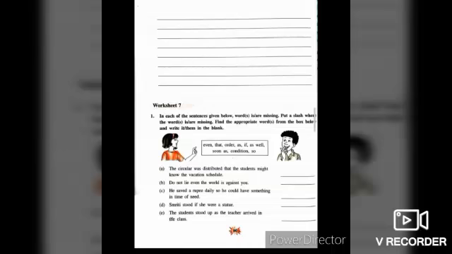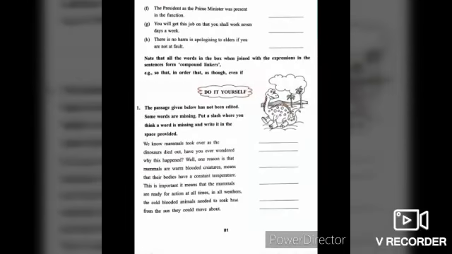He saved a rupee daily so he could have something in time of need. Here he saved a rupee daily so that, so after so you will put a slash and the correct word is that, so that he could have something in the time of need. I hope it is clear and you will try the rest of the worksheet yourself.